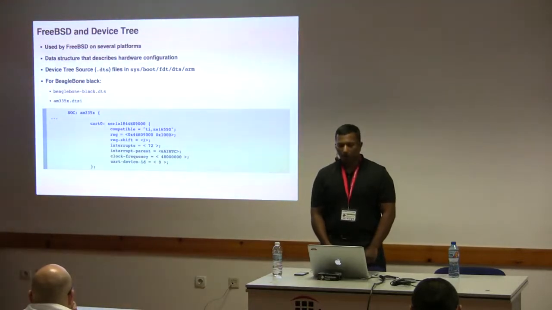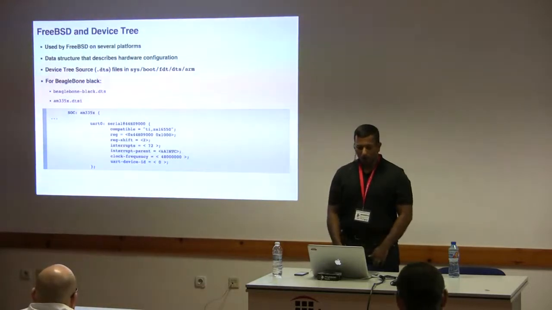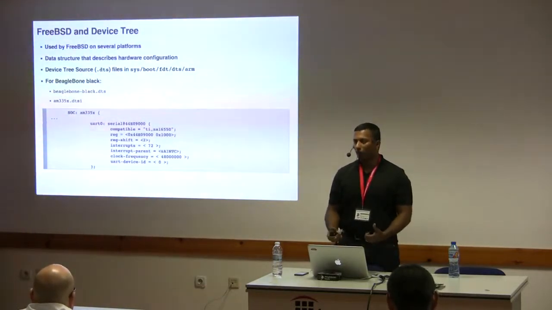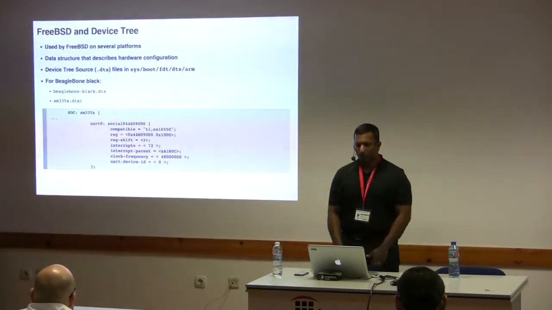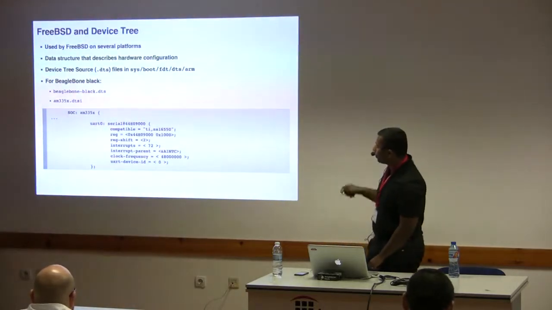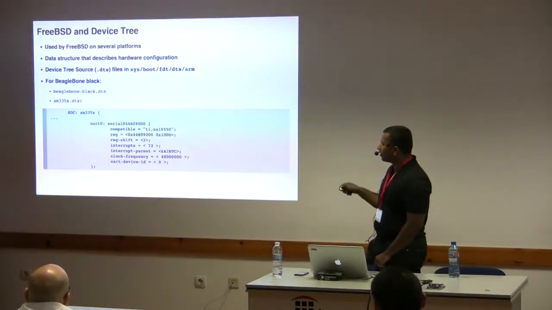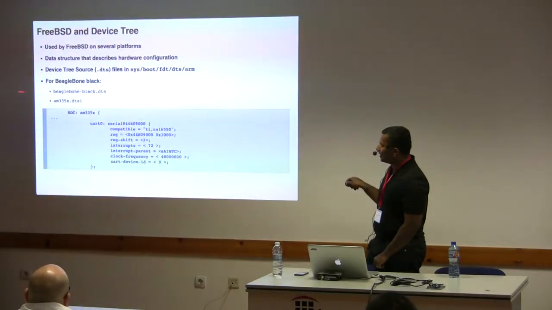So device tree. What's device tree? Device tree is used to capture hardware configuration, and it's used by FreeBSD on several platforms. I think it originally comes from PowerPC, but it's used on MIPS and ARM and PowerPC as well. So you can find the source files for the device tree blobs in this directory, dts/arm. And for the BeagleBone Black, you'll look at the BeagleBone Black DTS. Most of the logic is actually in this included file, the AM335X DTSI. That's the SOC's DTS file.